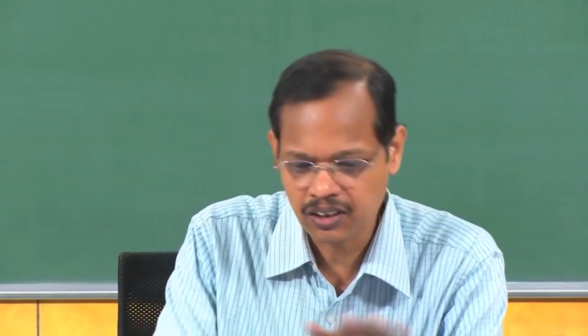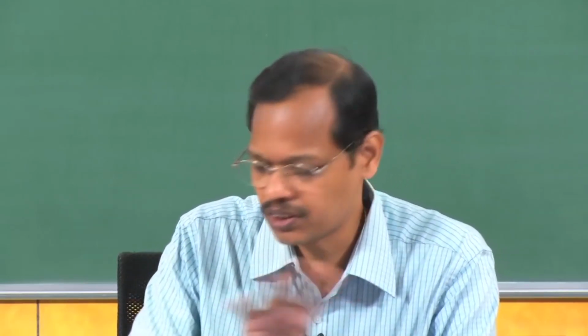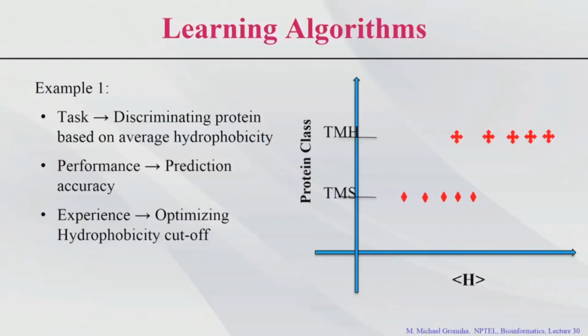So, that depends on your problem; you can choose different types of algorithms. Here I give a few examples. The first task is to discriminate proteins with any feature. For example, here I used a very simple feature, hydrophobicity, which is only one value. Using this one value, how can we discriminate two types of protein?